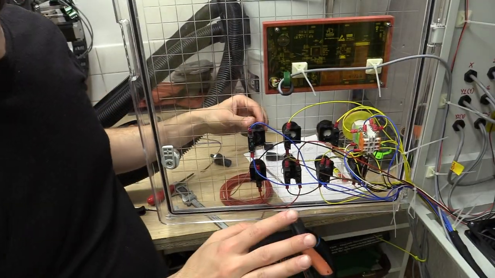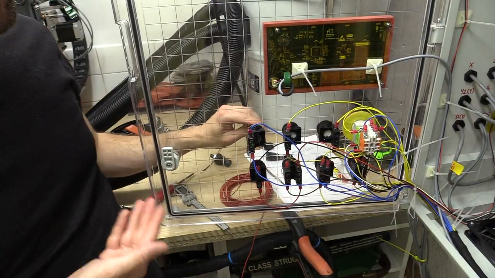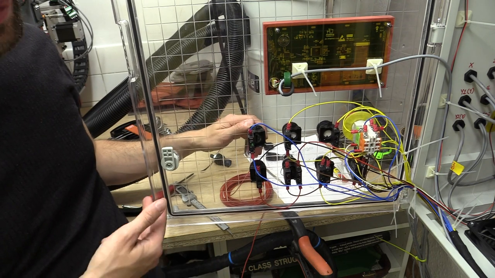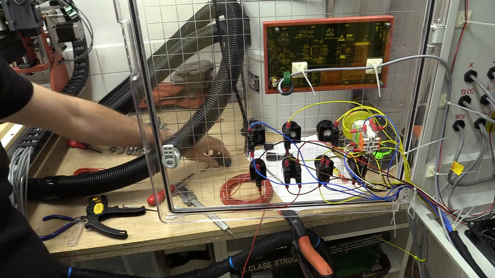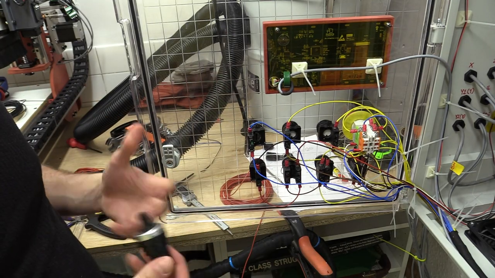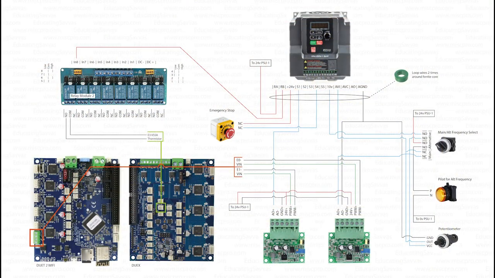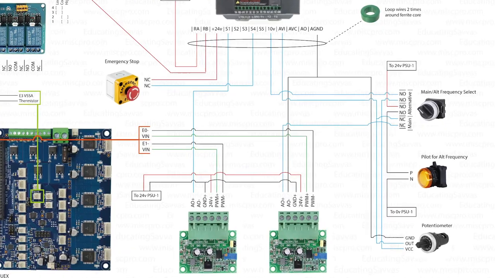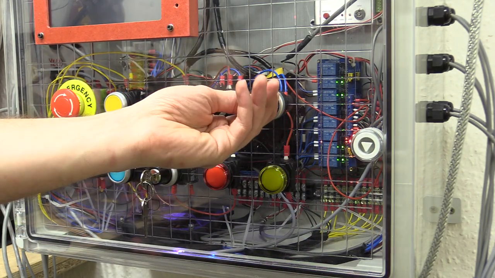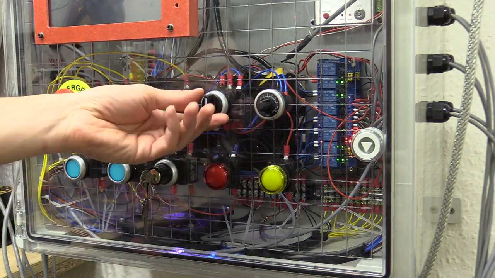Instead, I wired a manual selector switch, which allowed me to control the spindle RPM with an analog voltage from the Duet or via a potentiometer without having to program the behavior into the VFD. This is what the new wiring diagram looks like, which you can pause the video and have a look at. The front of the control box looks a little different now as well.